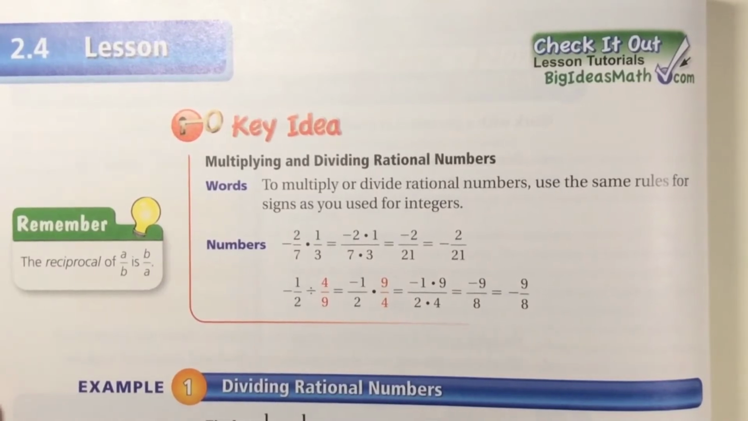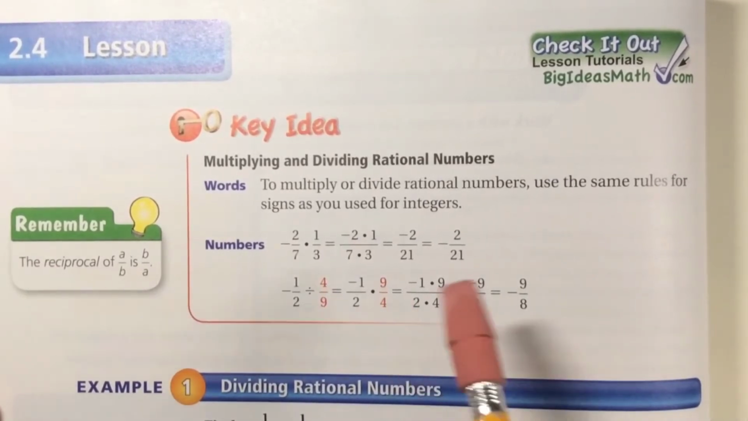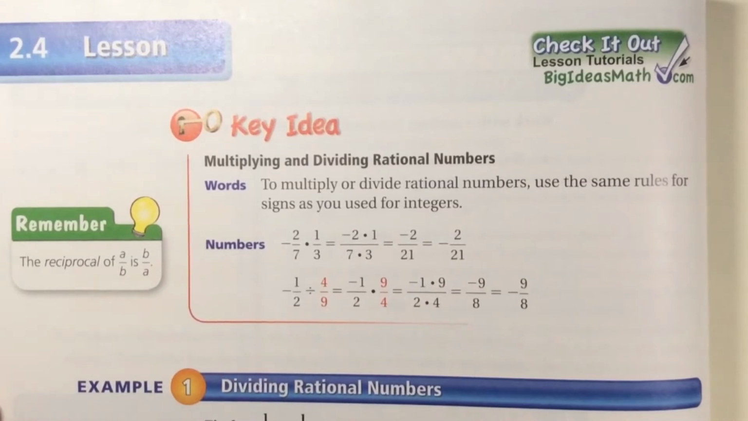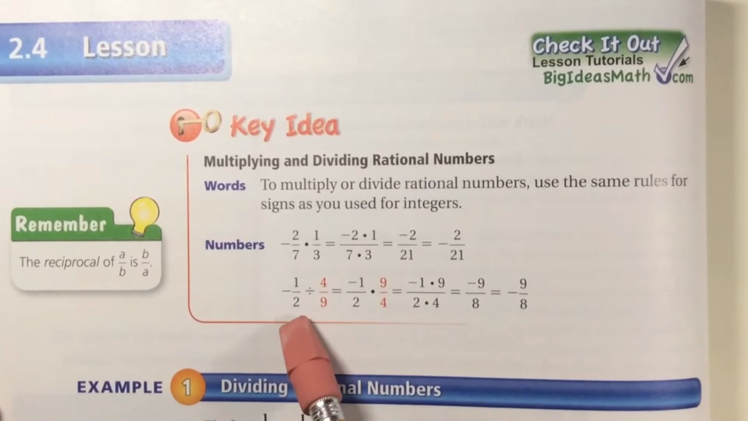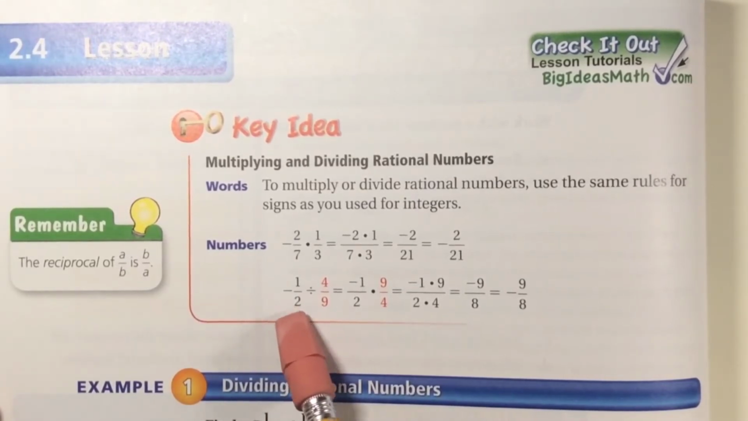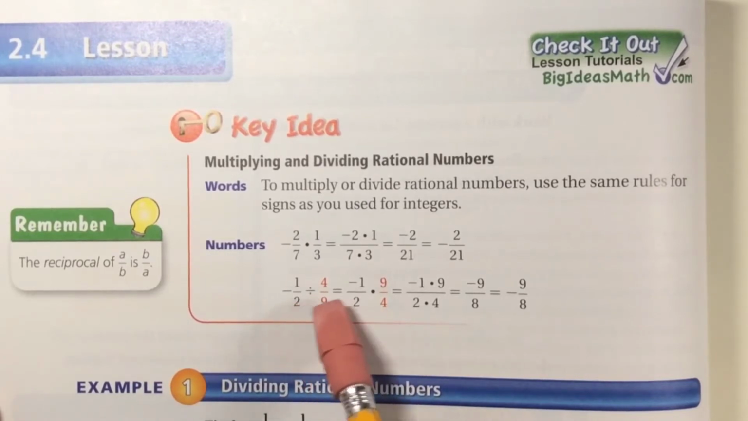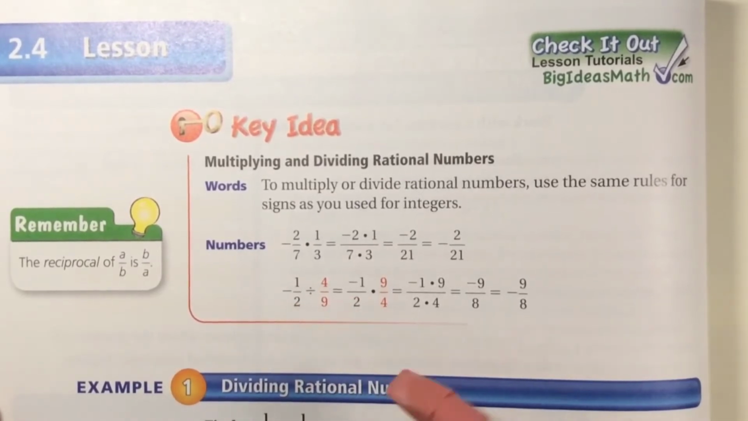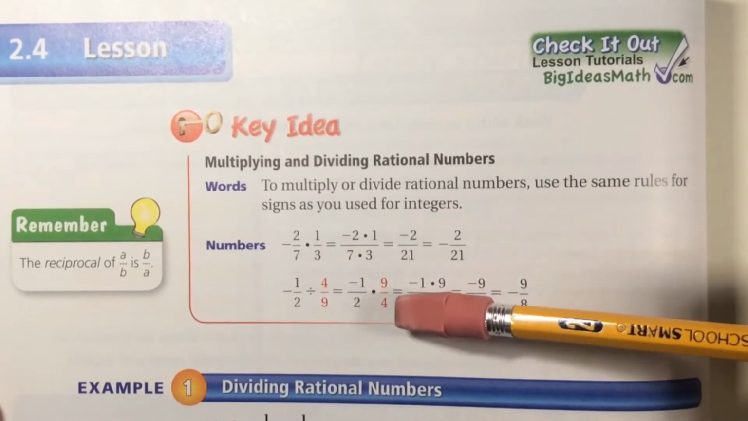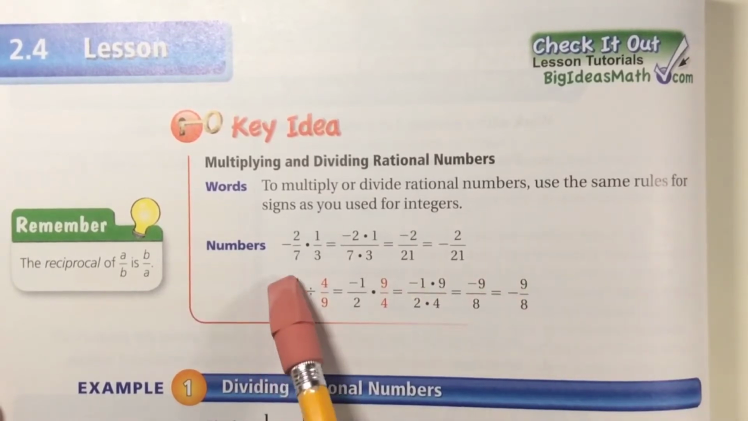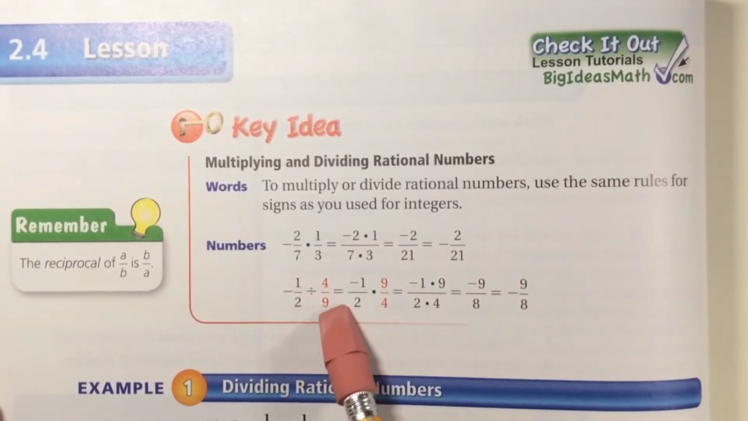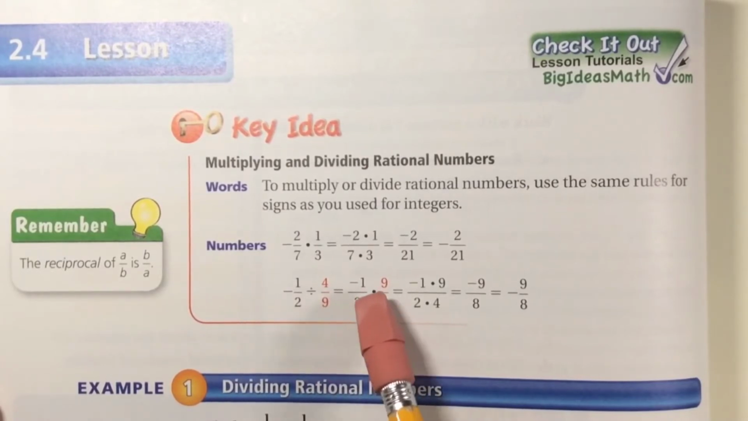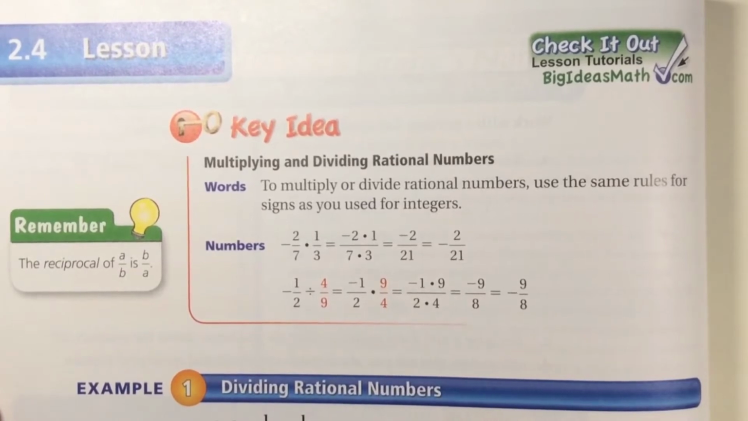So that's it. You do have to remember that when you're multiplying fractions, you multiply across the top, you multiply across the bottom. When you're dividing fractions, don't forget, you turn it into a multiplication. You keep the first fraction the same, you make it multiply instead of divide, and you write the reciprocal or flip over the second fraction. So negative 1/2 divided by 4/9 becomes negative 1/2 times 9 over 4. And then you just multiply across the top and multiply across the bottom.